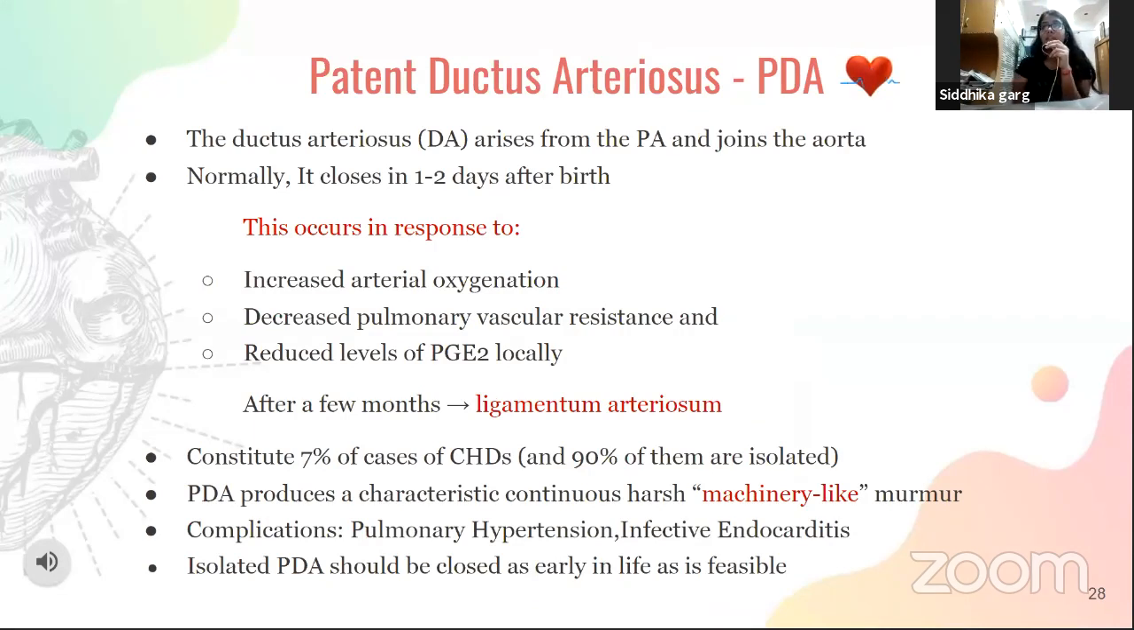Now, patent ductus arteriosus. The ductus arteriosus is a duct that connects the pulmonary artery to the aorta. Normally, it closes 1 to 2 days after birth and forms a vestigial structure known as the ligamentum arteriosum, which occurs in response to increased arterial oxygenation, decreased pulmonary vascular resistance, and reduced levels of PGE2 locally. If this does not occur, it leads to patent ductus arteriosus. A very characteristic clinical sign is the machinery-like murmur. You're going to hear a machinery-like murmur on auscultation, which is a characteristic sign.